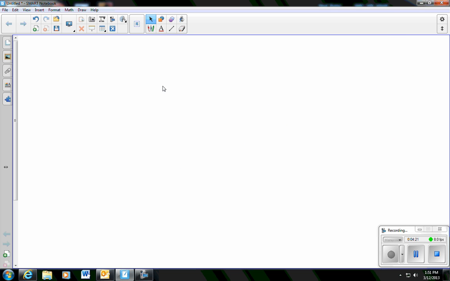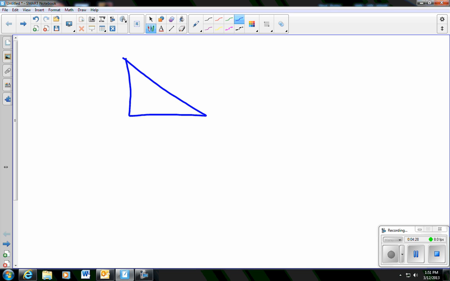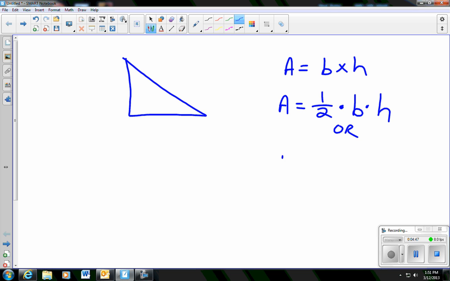Let's look at a triangle now. So a triangle, a lot of you notice that a triangle is half of a parallelogram. So the formula for a parallelogram was area equals base times height. And so if a triangle is half of a parallelogram, then its formula is area equals 1/2 times base times height, or area equals base times height divided by 2. Multiplying by 1/2 is the same thing as dividing by 2.